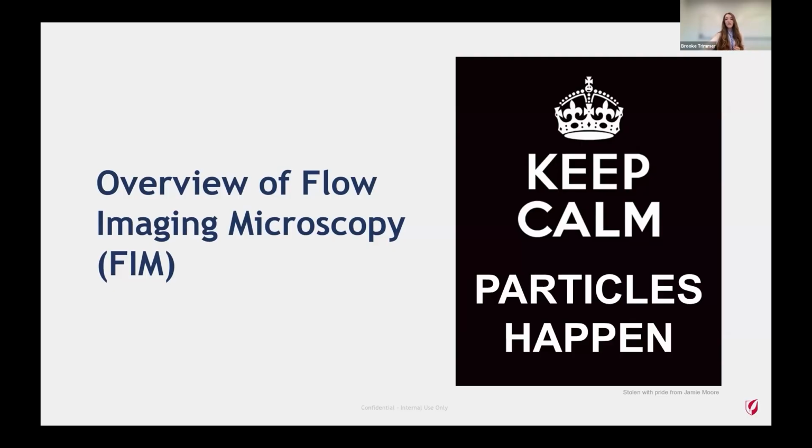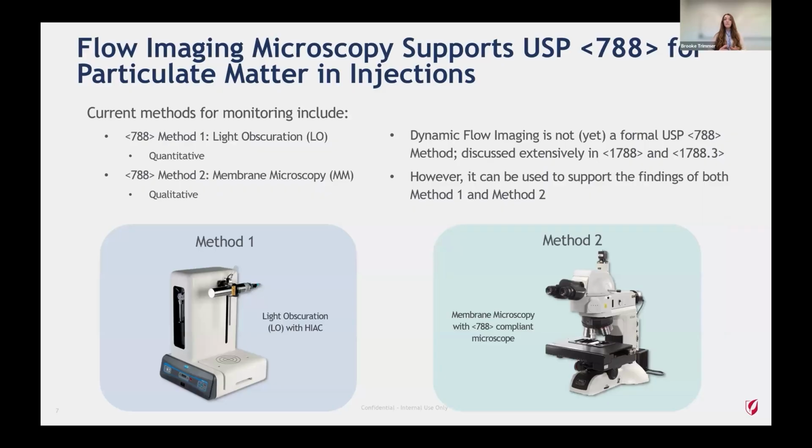To start where I think a lot of people are, flow imaging microscopy fits in with our USP <788> tests, method 1 and method 2. Method 1 is light obscuration, which is highly quantitative. We do that with the HIAC, and it's a bit of a black box method, right? We put our sample in, we get a number out, but we don't really know what those numbers mean. And then we have method 2, which goes hand in hand with light obscuration. We'll call it semi-quantitative. It's kind of quantitative, but not quite as robust quantitatively.